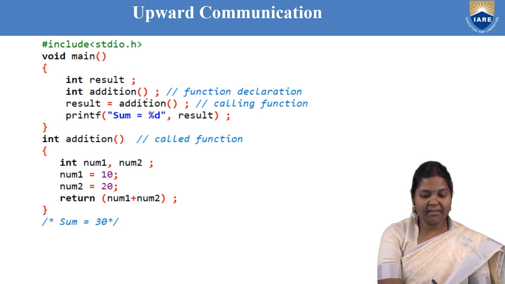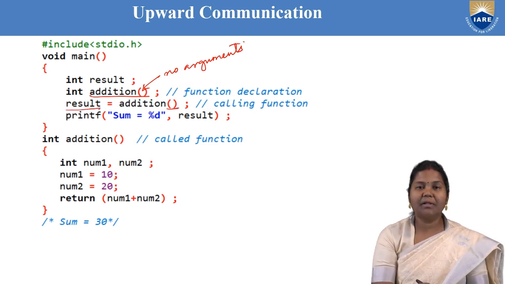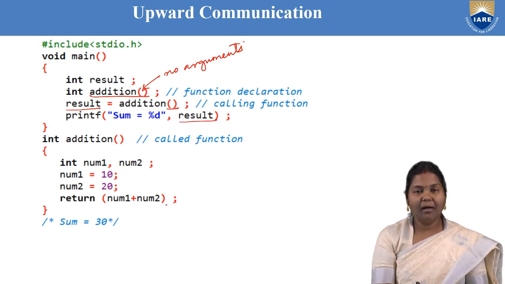Suppose here addition is a function. We are not passing any arguments, so no arguments are there in the function definition. We simply call the function addition without passing any parameters or arguments. But the function returns the result of addition, which we store into a result variable. After storing, we display the output.